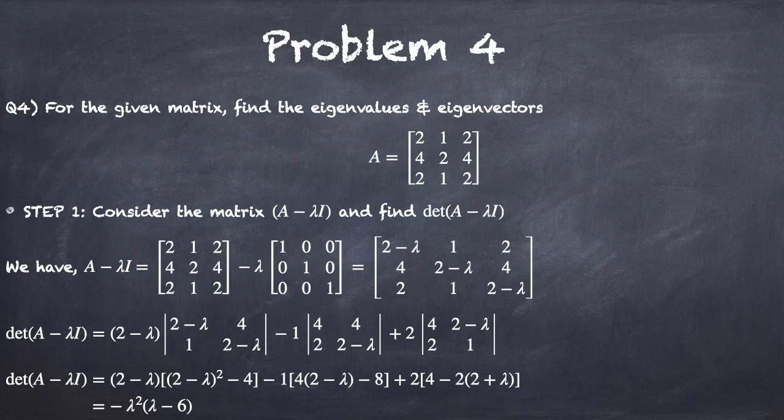Now the remaining determinants, which are in the form of 2 by 2 matrices, are just obtained by using the direct formula, and after simplification we get negative lambda square times lambda minus 6. So I would recommend you to practice this problem and check if you're getting the same answer.